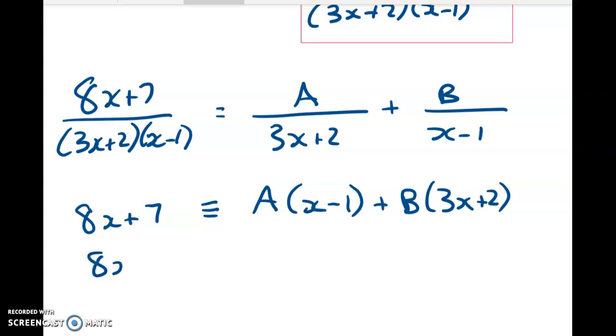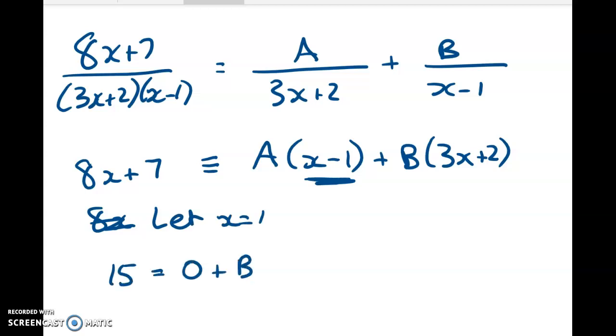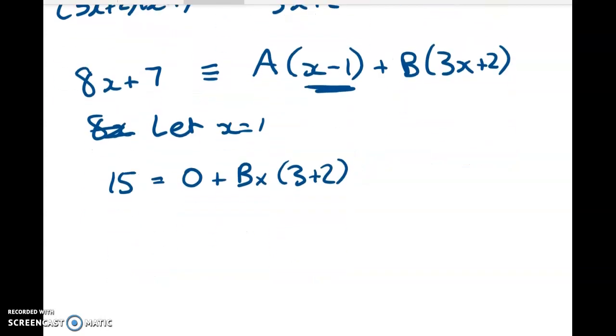So 8x plus 7, we can do this either by matching or simultaneous equations. Pretty easy first value to put in. Let's put in x equals 1. Over here we get 15 is equal to 0 plus b times 3 plus 2. So 5b is 15, giving us b is equal to 3.